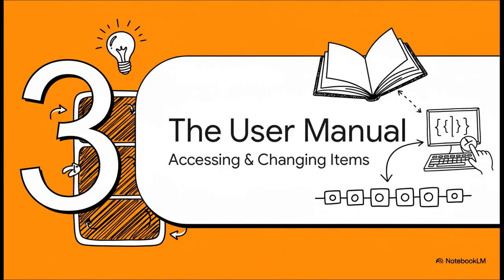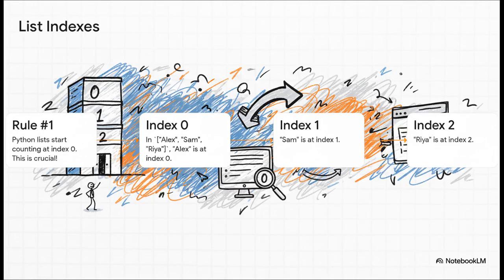Okay, so we've got this awesome container. Now, how do we actually use it? How do we get things out of it or change what's inside? Let's pop the hood and check out the user manual. All right, listen up, because this is the number one most important rule you have to burn into your brain. Python starts counting at 0. Not 1, 0. The first item in the list is at position 0, or index 0. The second item is at index 1, and so on. You just have to remember, first is 0.